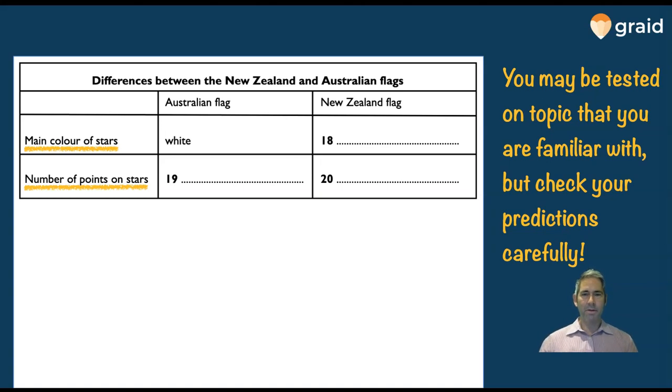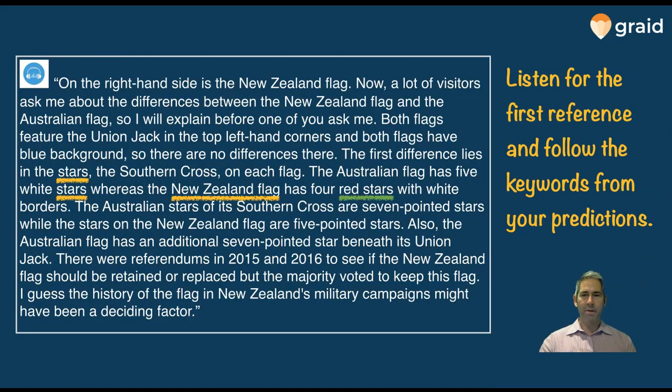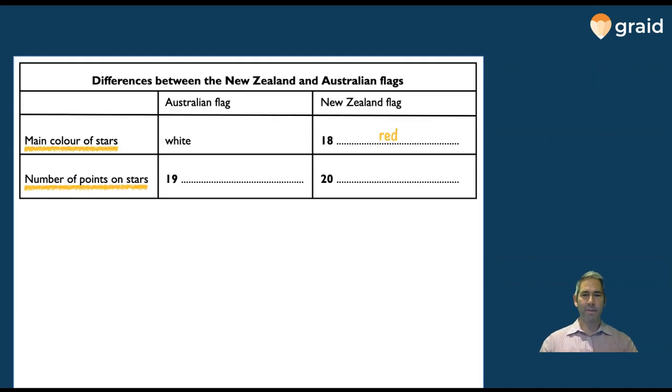Okay, let's go through and check our answers. The first thing we were listening for was the main colour of the stars on the New Zealand flag. The stars on the Australian flag are white. What colour are the stars on the New Zealand flag? Hopefully you heard a couple of references to stars. After the first one, we are told the Australian flag has 5 white stars, whereas the New Zealand flag has 4 red stars. So there's our answer. On our answer paper, we write down red.